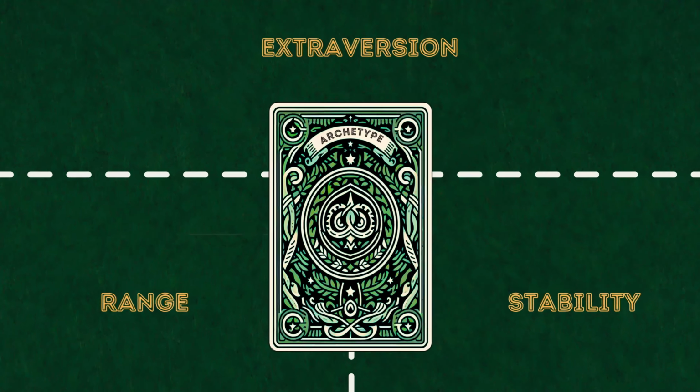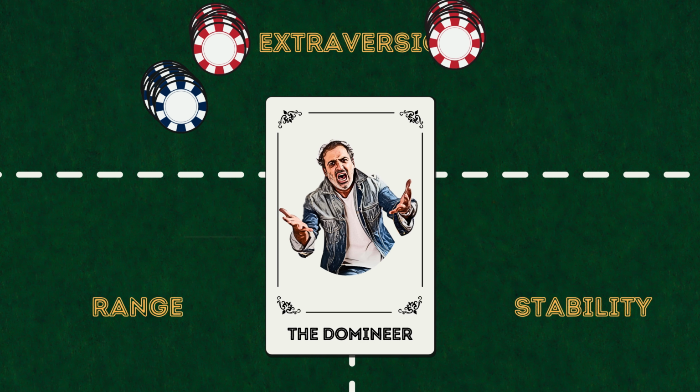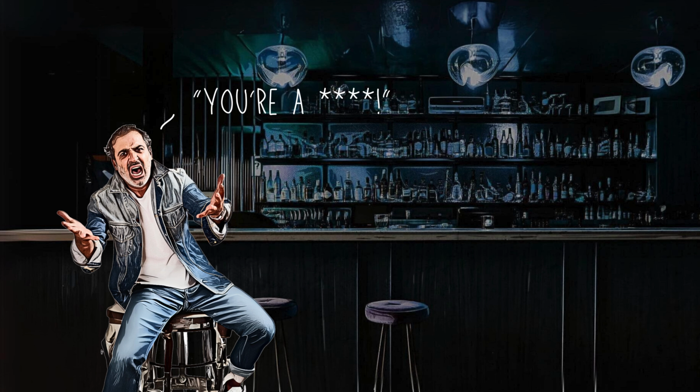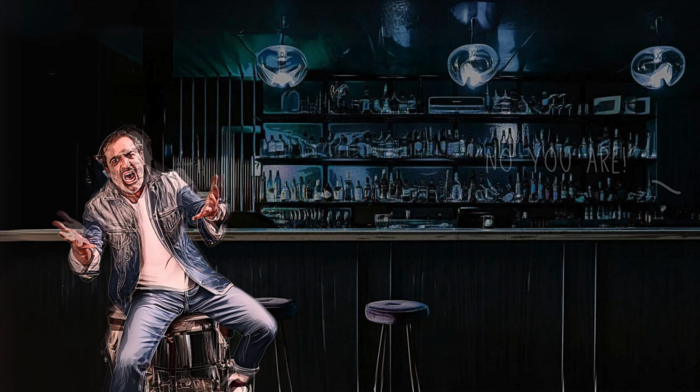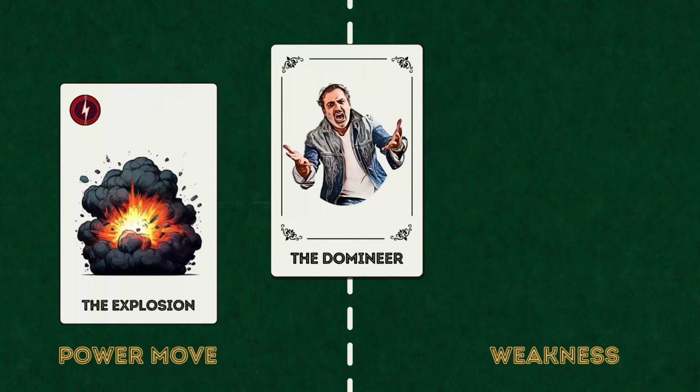Speaking of moves of aggression, here's somebody we met in the last video. The domineer. The domineer combines high extroversion and range with low stability. So this is a person who's actually quite vulnerable, but is very effective at using range and extroversion to cover it up. Often this might take the form of playfully teasing others, but when threatened, their big move is the explosion.